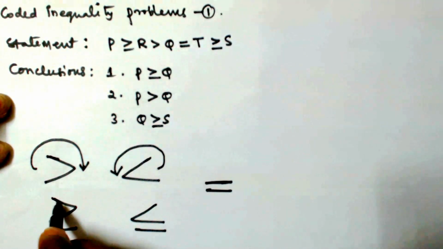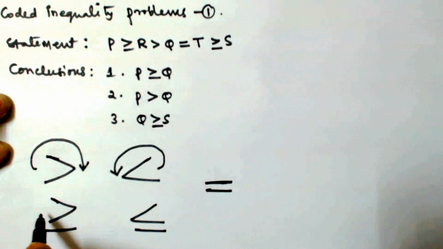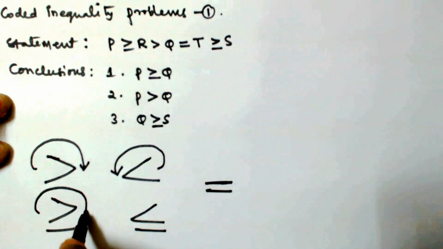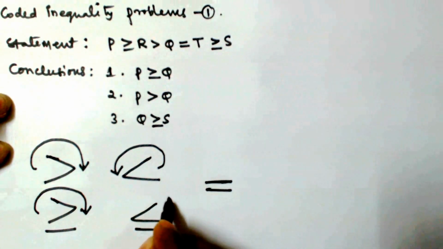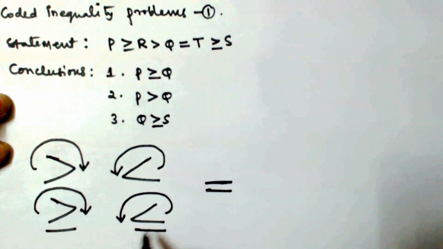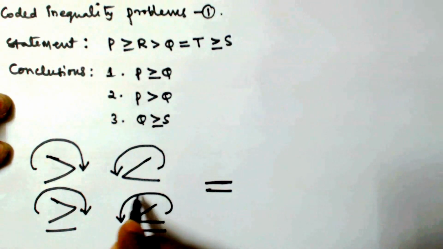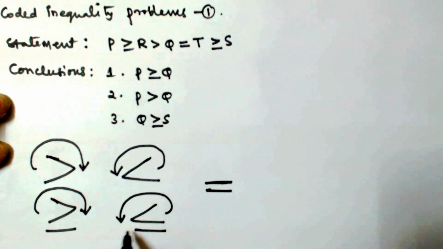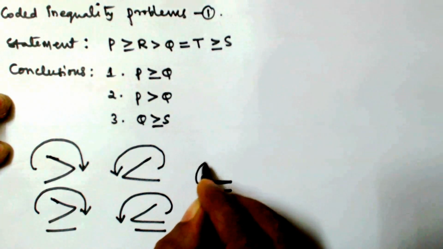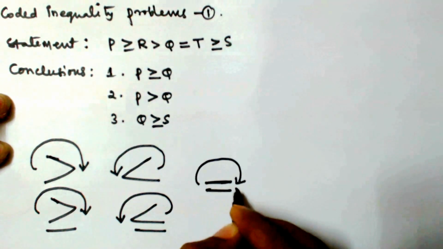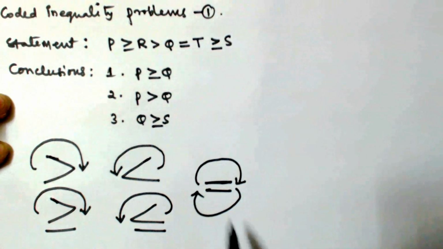Now for greater than or equal to, in this case also the movement is possible from open to close. In the greater than or equal to, or less than or equal to, the movement is possible from open to close. Whenever the equal to is there, the movement is possible from left to right and right to left. Both movements are possible whenever the equality is there.